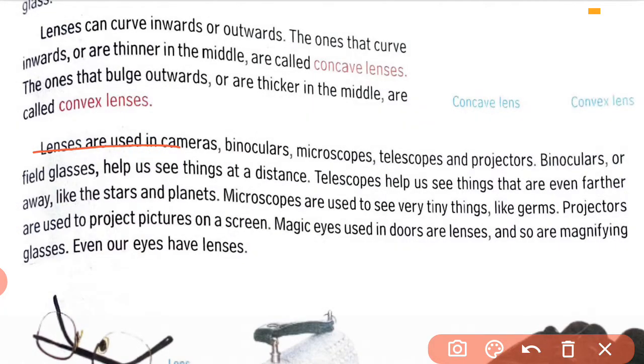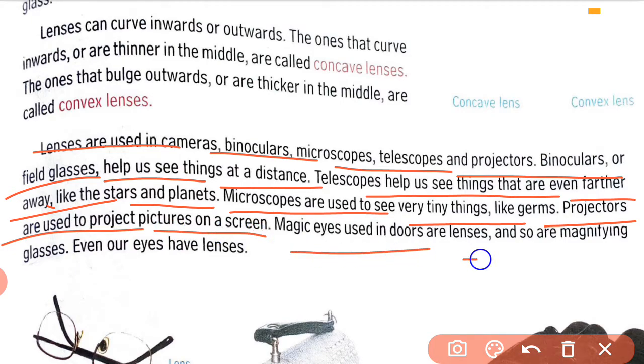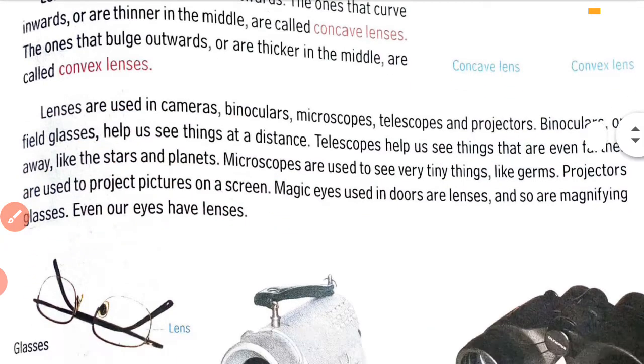Lenses are used in cameras, binoculars, microscope, telescope, projectors. Binoculars or field glasses help us see things at a distance. Telescope help us see things that are even farther away, like the stars and planets. Microscopes are used to see very tiny things like germs. Projectors are used to project pictures on a screen. Magic eye is used in doors or lenses, and so are magnifying glasses. Even our eyes have lenses.